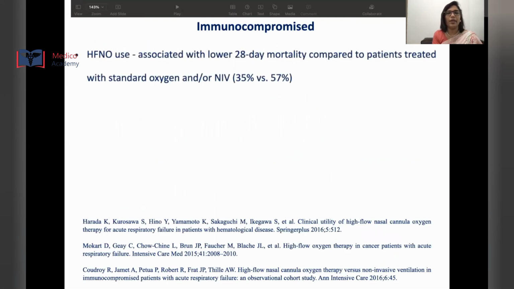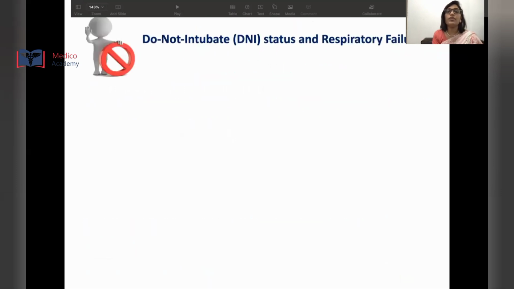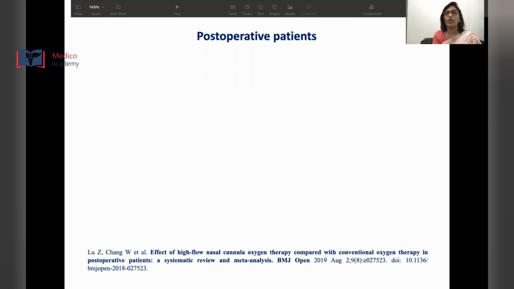So in immunocompromised patients, it has been found that high flow nasal oxygen use has been associated with lower 28-day mortality compared to patients with standard oxygen or conventional oxygen therapy and NIV. It also reduces intubations and mortality when compared to NIV if used as first-line therapy. In patients with do not intubate status and respiratory failure, such as pulmonary fibrosis, pneumonia, COPD, cancer, advanced malignancy or hematological malignancy, advanced congestive heart failure, etc., this modality of oxygen therapy can be used.